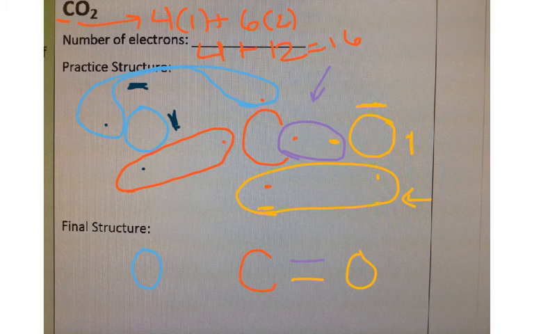Okay, then between the carbon and the blue O, I see a blue line, which would represent a bond. So that would be 1 line. And then between that carbon and that blue oxygen, I see another one right here, so I'm going to draw another line.